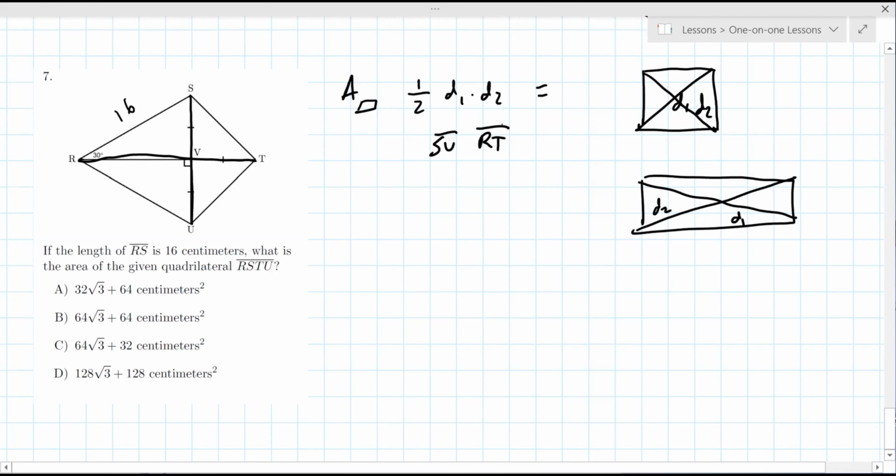But I mentioned 30, 60, 90 triangles because this one has a couple of 30, 60, 90 triangles in it and 45, 45, 90 triangles in it. This top one here is a 30, 60, 90 triangle. Do you remember these from before? Yes. Okay. This is the short leg over here. How does the short leg relate to the hypotenuse? I don't remember.